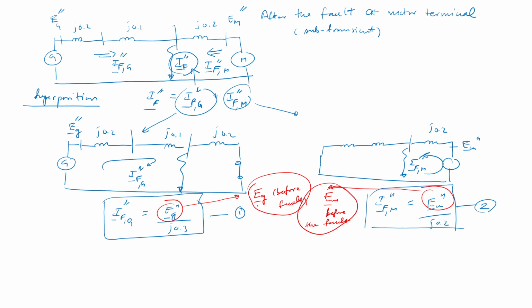Once you know the EG and EM before the fault, you could find the EG double prime, which is the same as the EG, right? You can put the EG and EM that you find from the circuit before the fault. Okay, that's what you have to analyze, right? This is before the fault.